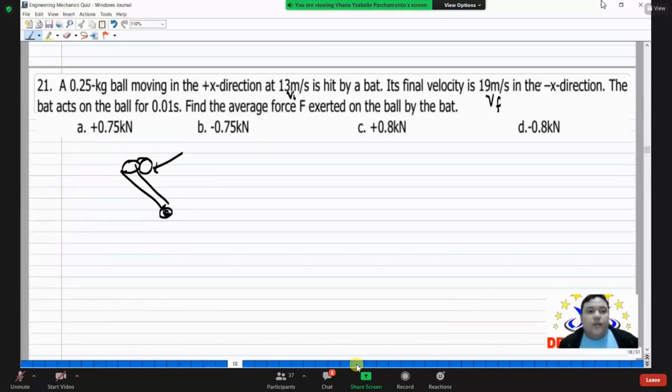So, this is your VI. The bat acts on the ball for 0.01 second. Now, find the average force exerted on the ball by the bat. So, this is by impulse momentum.